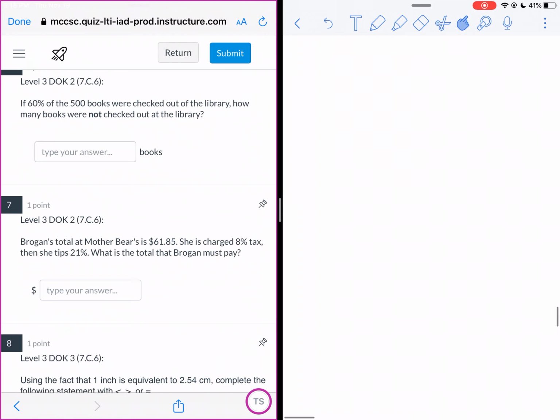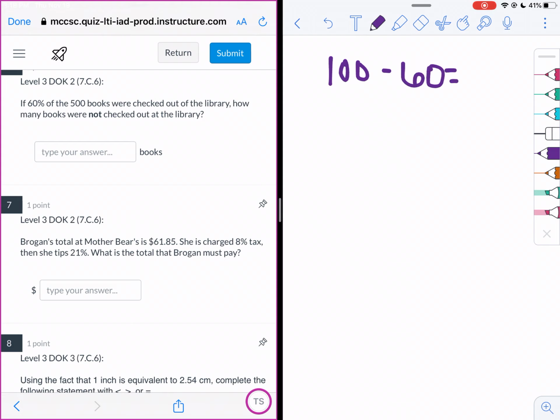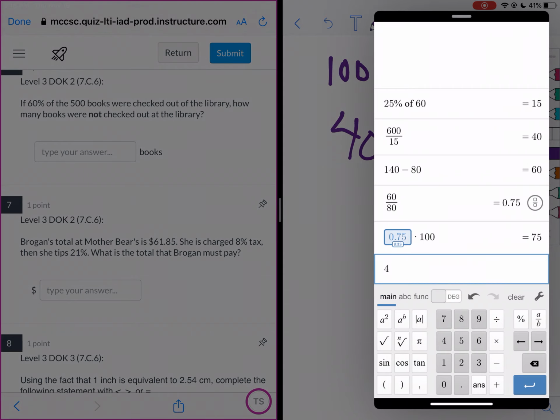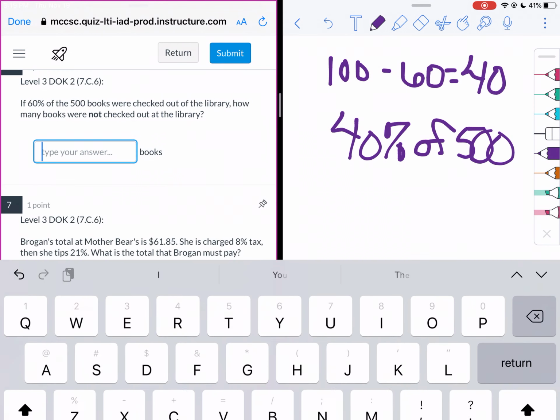All right, number 6. If 60% of the 500 books were checked out of the library, how many books were not checked out of the library? All right, so we know how many were, so 60% of them were. And so we want to know how many of them were not. So 60% of them were, which would leave 40% of them being not checked out. So we want 40% of 500. This gives us 200, so 200 books.